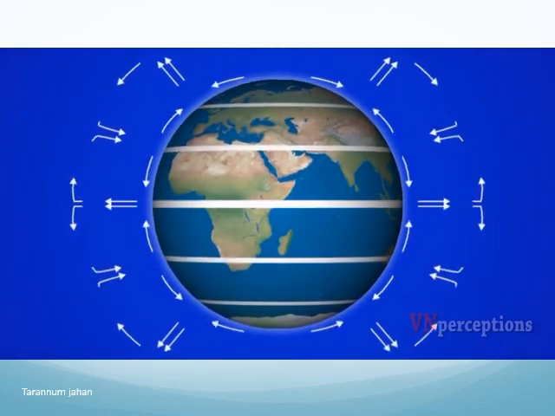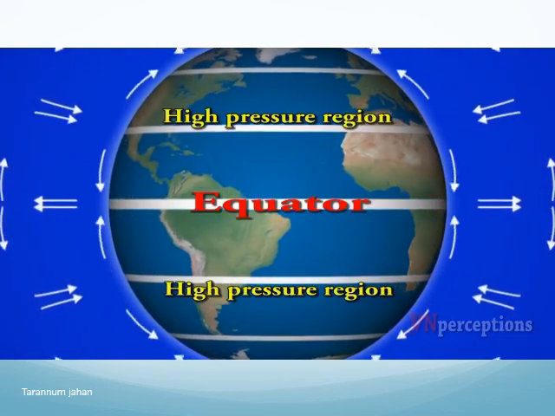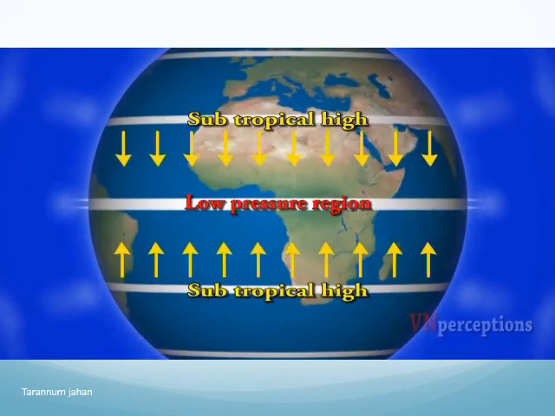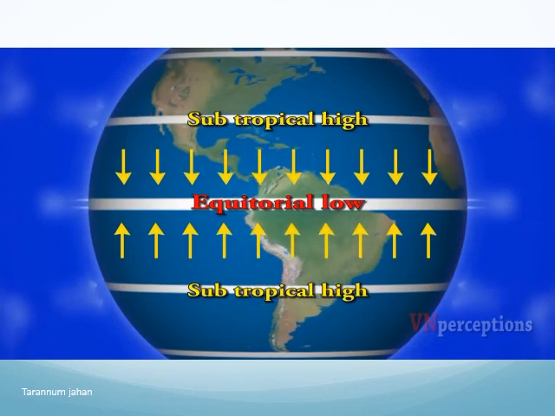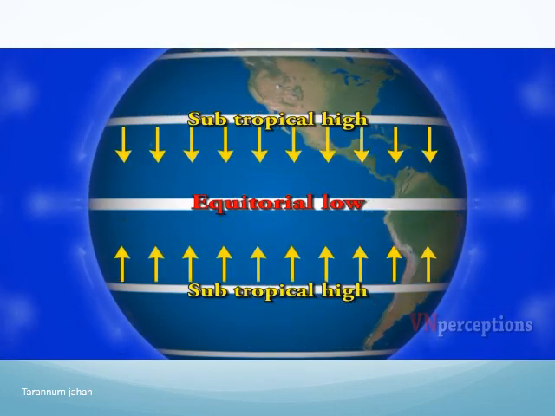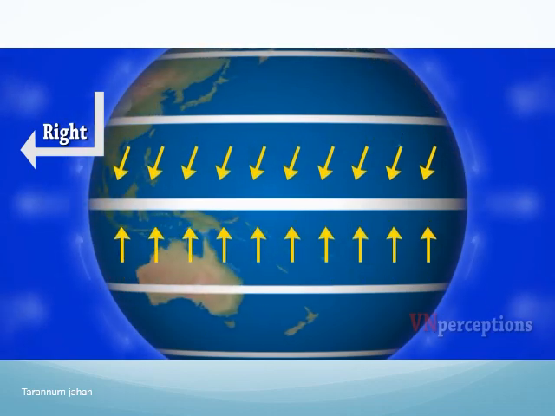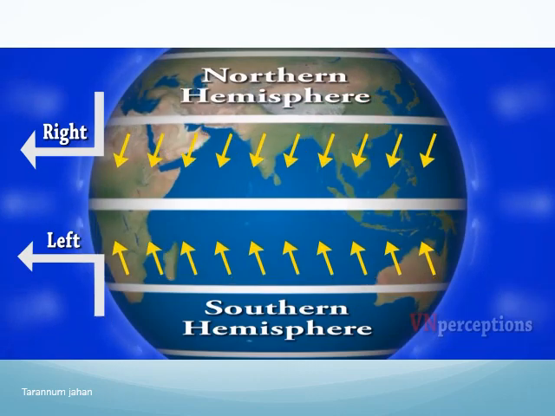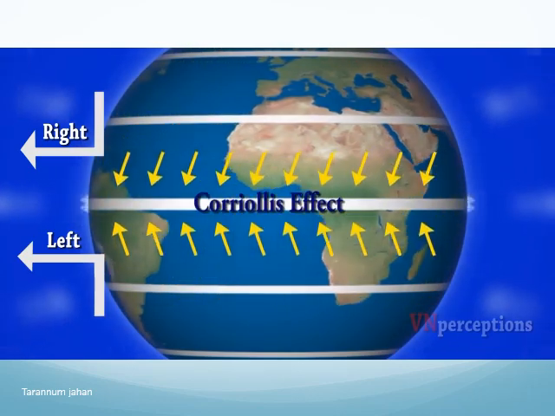On the surface of the earth, along the equator, the winds move from high pressure regions to low pressure regions. That is from subtropical highs to the equatorial low in the northern and southern hemisphere. These winds bend to the right in the northern hemisphere, and in the southern hemisphere, the winds bend to the left. And this is described as Coriolis Effect.